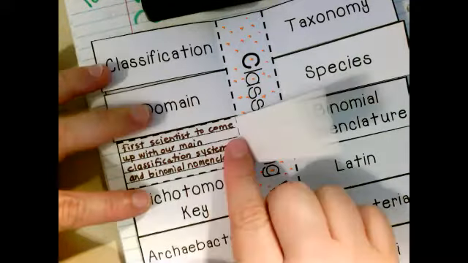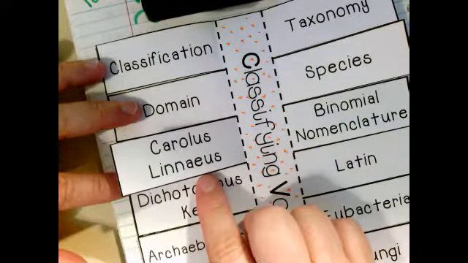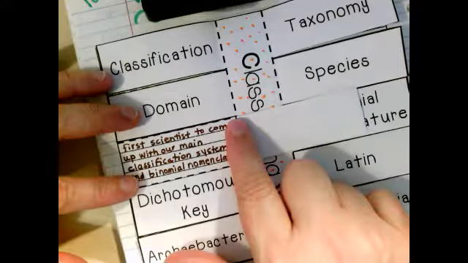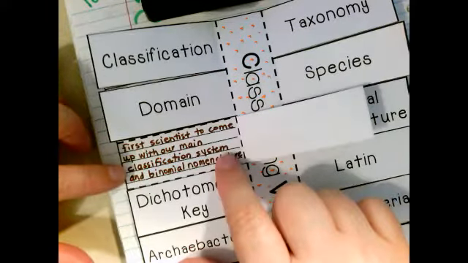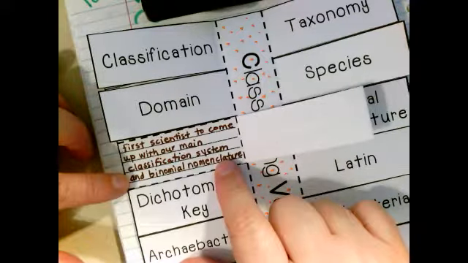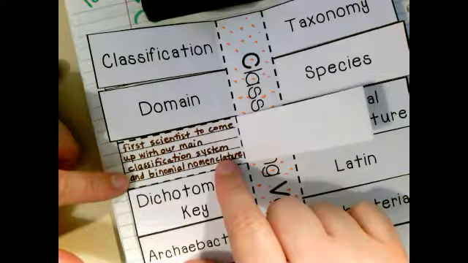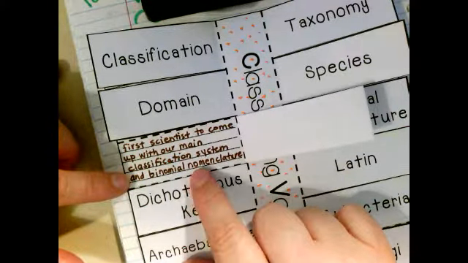Alrighty, so this guy is Mr. Linnaeus. He is the first scientist to come up with our main classification system. This classification system we call binomial nomenclature.